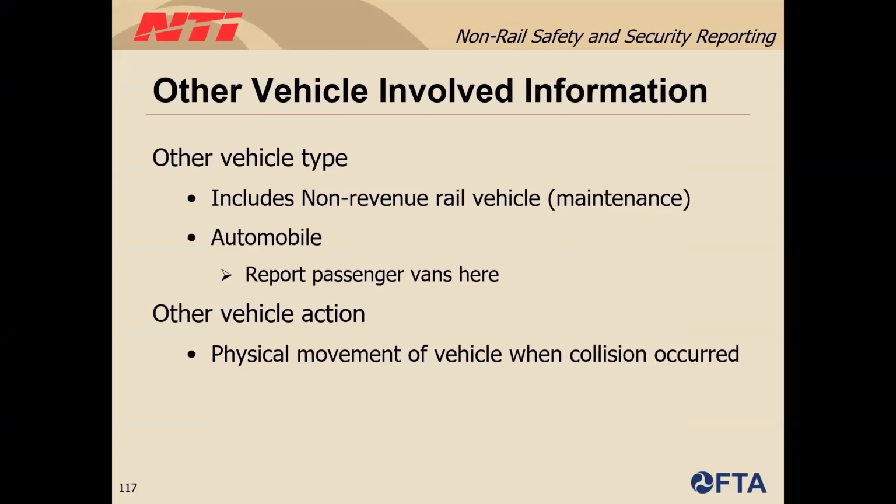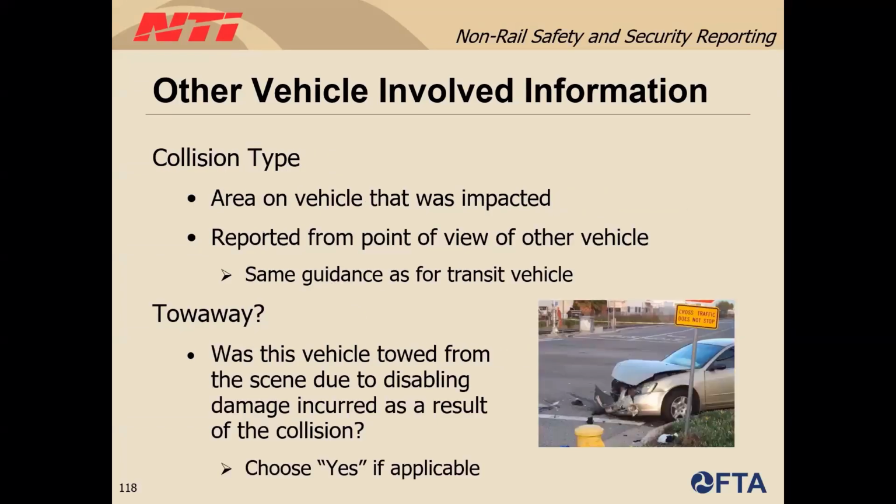The action or physical movement of the other vehicle at the time of the collision is also collected. Just as when reporting the transit vehicle collision type, you are indicating the part of the vehicle that was hit from the point of view of the other vehicle.